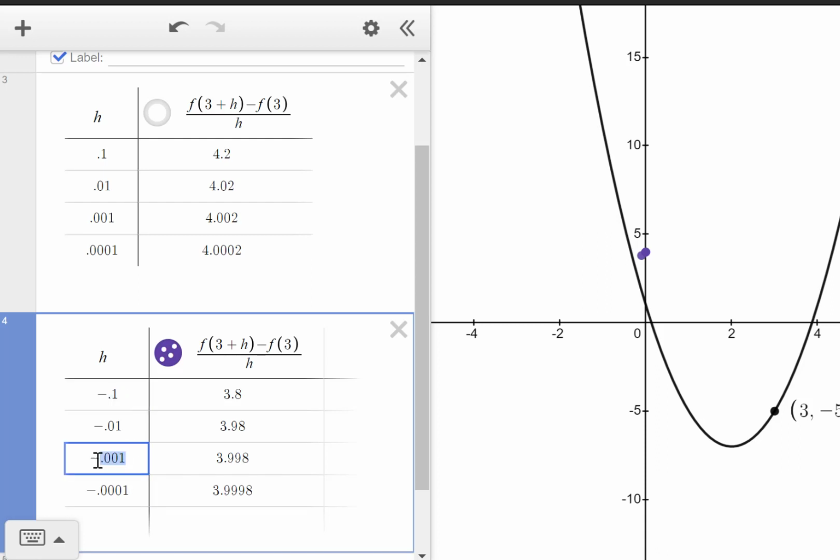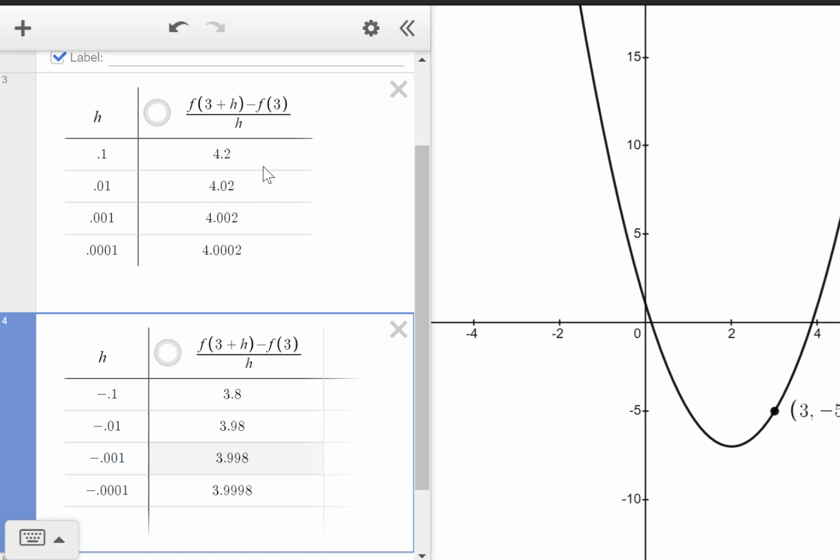The third row of the table tells us that the average rate of change from t equals 2.999 to t equals 3 has an average rate of change of 3.998. That point, t equals 2.999, is 0.001 units to the left of t equals 3. Again, here we see that the table is telling us that the average rates of change as we approach from the left side are approaching 4.